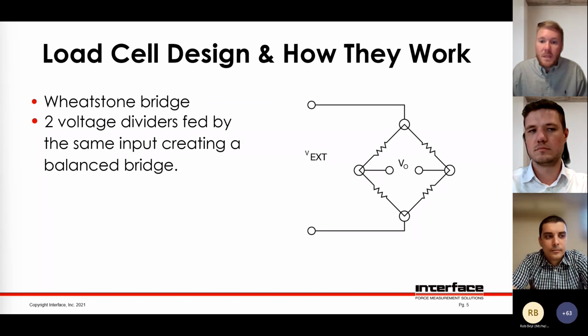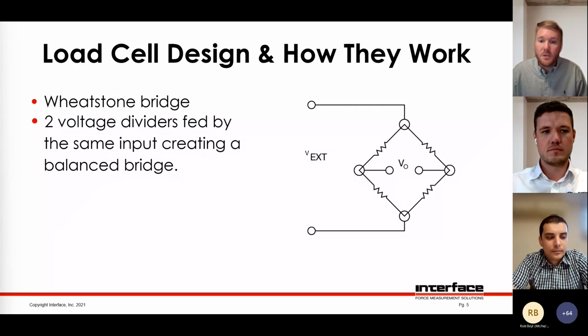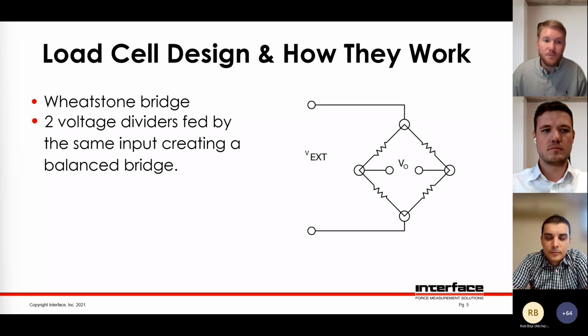Strain gauges are basically variable resistors, which are glued to the surface of the load cell. They stretch or compress as a load is applied. They are wired in a Wheatstone bridge configuration, which allows you to apply voltage, which we call excitation, across the bridge and signal back to the instrument in millivolts per volt.